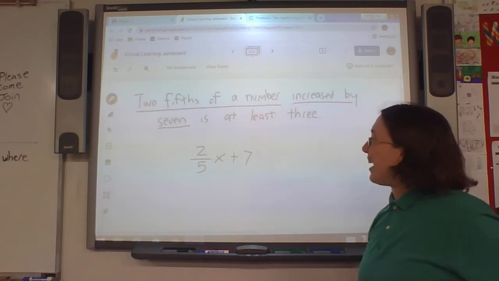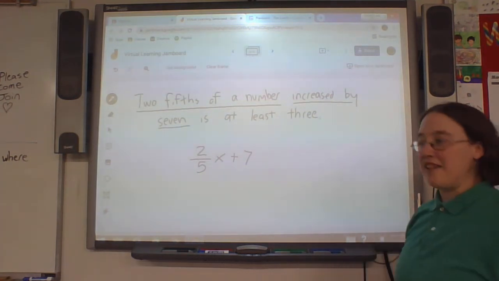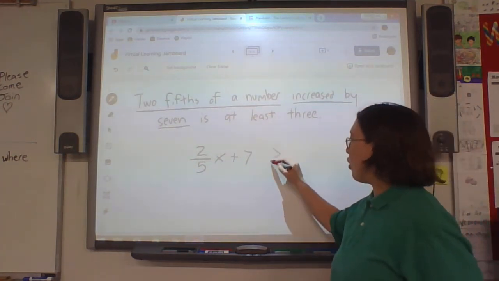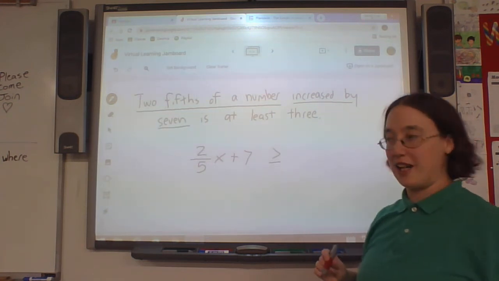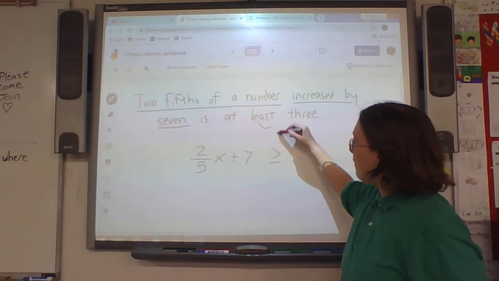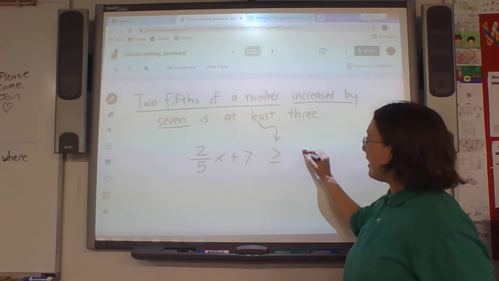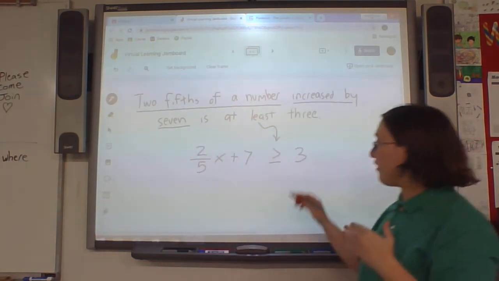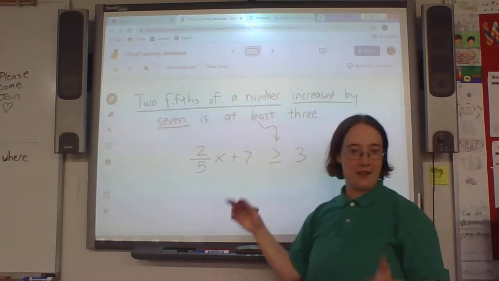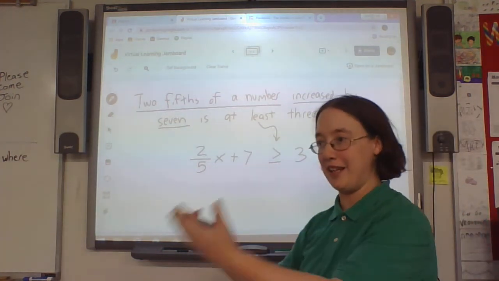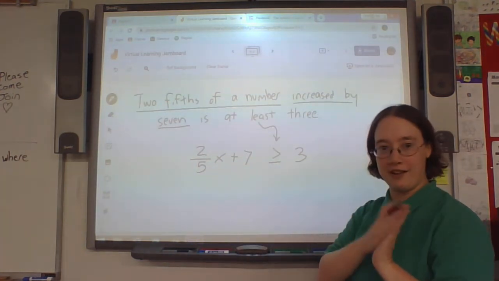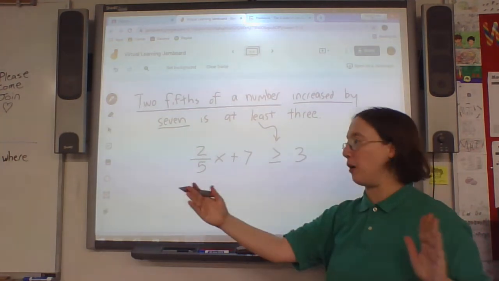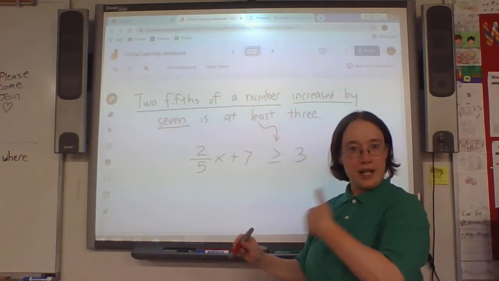And then is at least. At least is one of these again. So if that's not a thing you already jotted down somewhere, at least is one of these. Because if we want to be at least 3, we want things that are bigger than 3 and things that are equal to 3. So like 5 is at least 3, 12 is at least 3. So that's things that are 3 and things that are bigger than 3. And now we're just going to solve that.